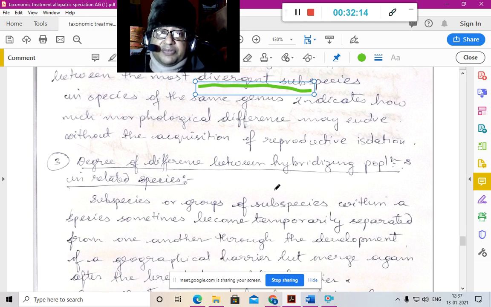And the degree of difference between hybridizing populations. With lion and tiger, you have a hybridized population. You must see how much the hybrids of the lion and tiger differ from the original population. Then you can consider whether they are different species or not.